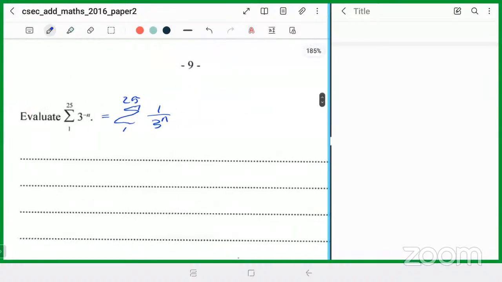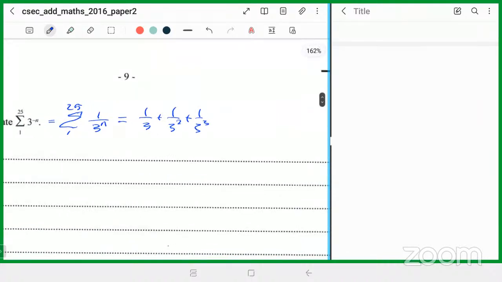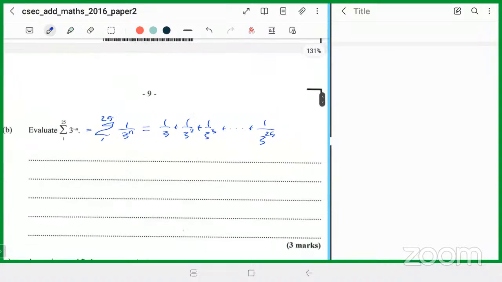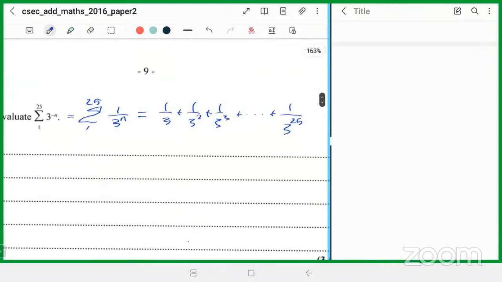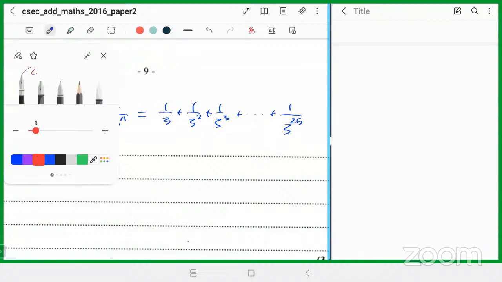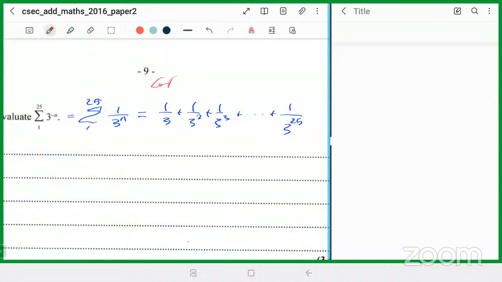I'm going to write out the first couple of values. That's what it means, you're summing the values. So when n equals 1, you get a third plus 1 over 3 squared plus 1 over 3 cubed, and this goes all the way up to 1 over 3 to the 25. So that's actually 25 terms. What is this? This is a GP, because you keep multiplying by a third. First term is a third.